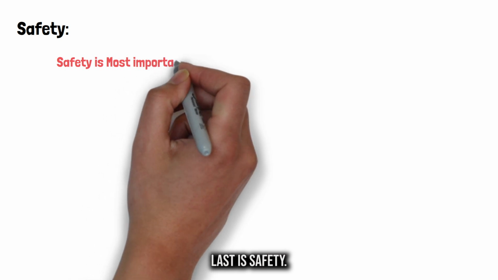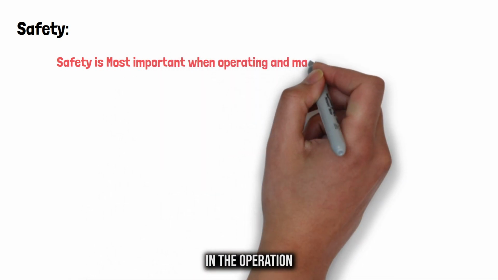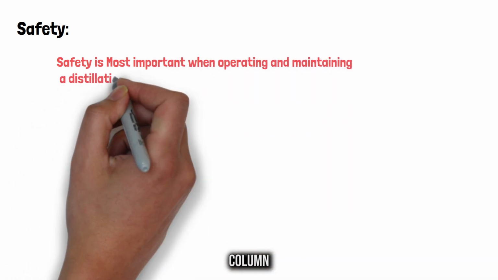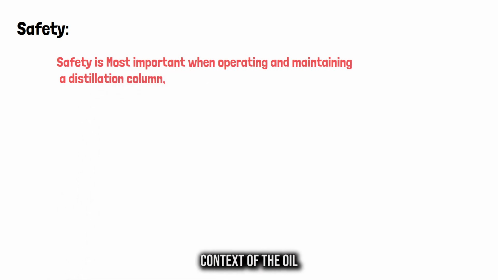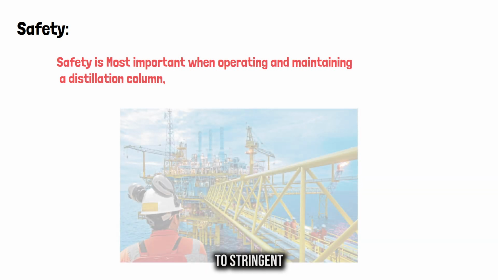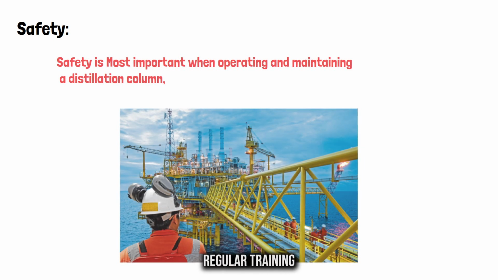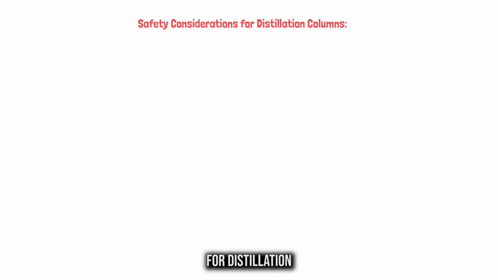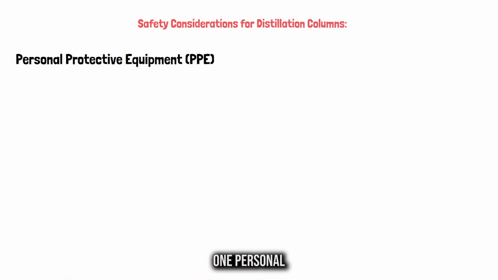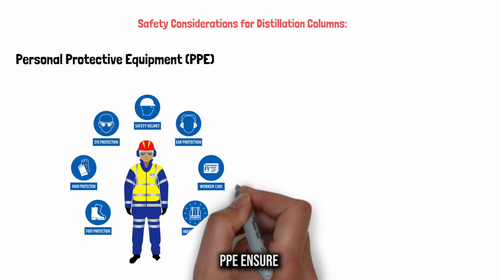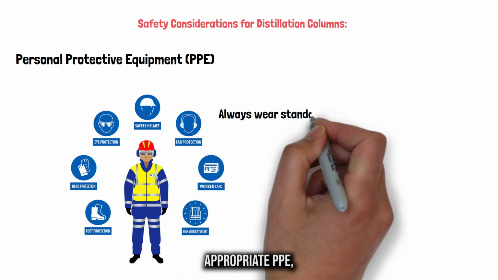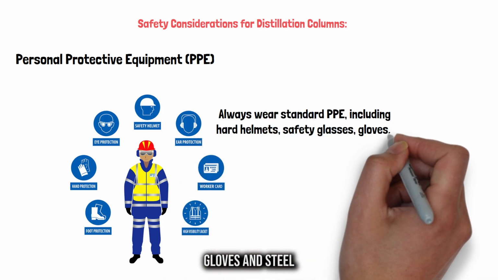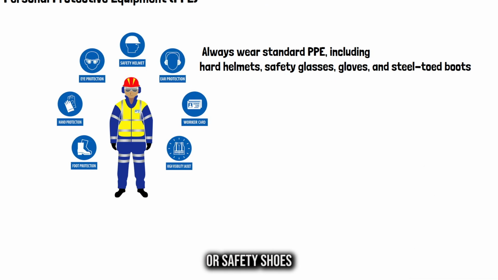Last is safety. Safety is a paramount concern in the operation and maintenance of a distillation column, as well as in the broader context of the oil and gas industry. Ensuring the safety of personnel, equipment, and the environment involves adherence to stringent safety protocols, regular training, and the use of protective equipment. Safety considerations for distillation columns. 1. Personal protective equipment, PPE. Ensure that all personnel wear appropriate PPE, such as helmets, safety goggles, gloves, and steel-toed boots or safety shoes.